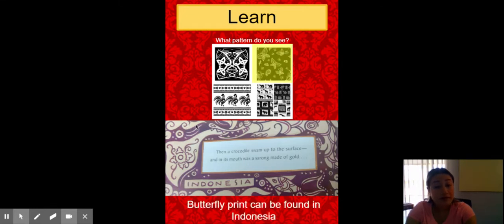Butterfly print can be found in Indonesia. So this right here is highlighted. You see my mouse? This is butterfly print. We can see something very similar in the back of this page.